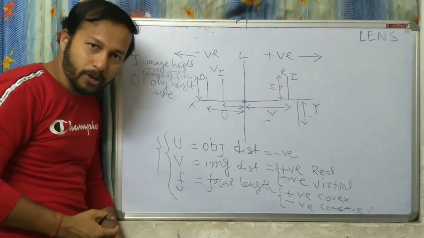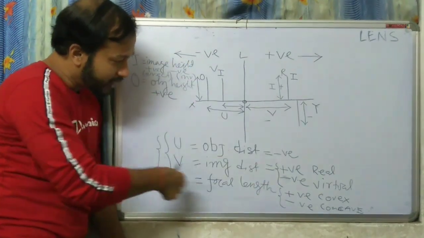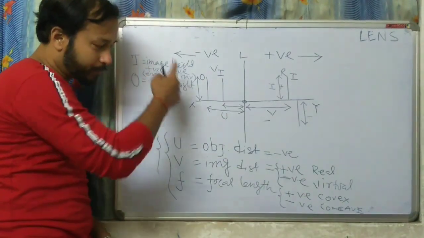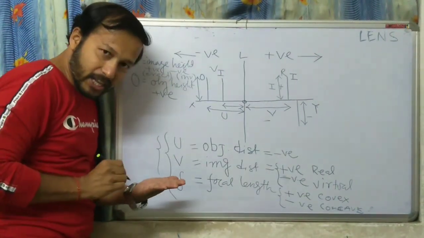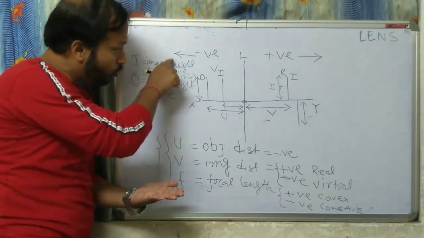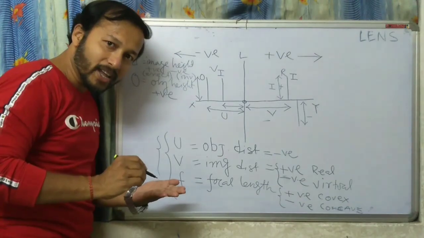Now we will start our numericals, but before starting the numericals, you should know all this. So I suggest you to make a note of this. First you make a note of this. After that we will start the numerical. Then we can see those signs and put the values accordingly. Okay?